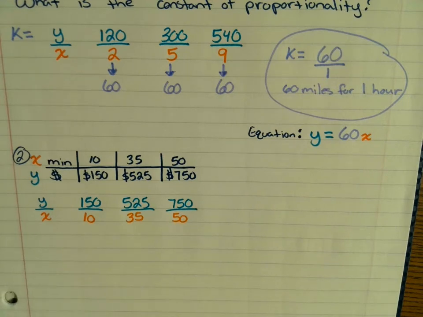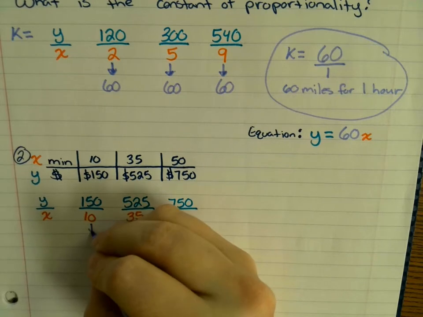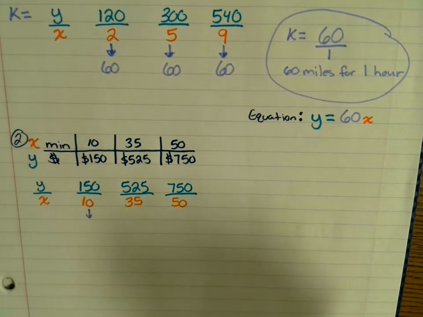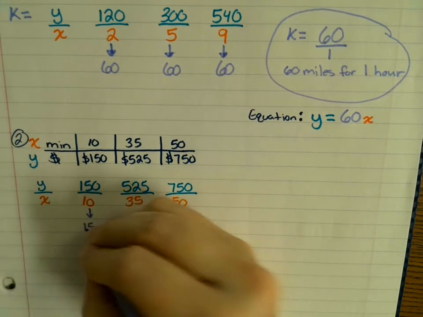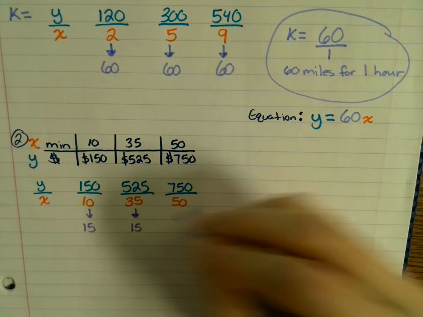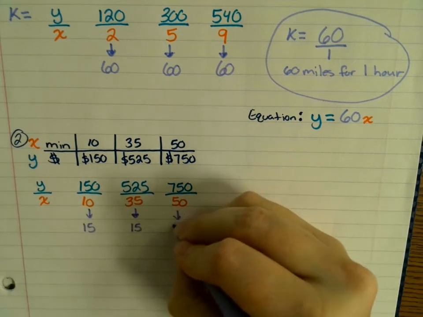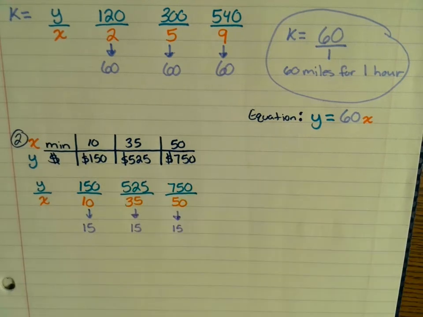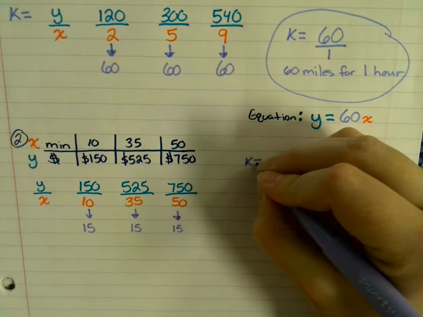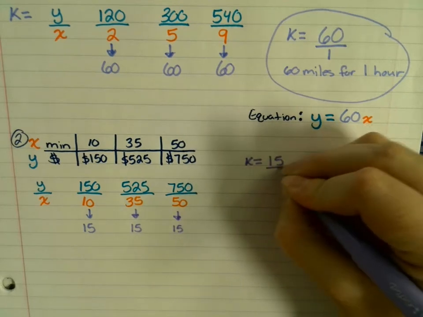Okay, all of these are going to come out to the same value. What's 150 over 10 going to equal? 15. They all are going to come out to 15. 525 over 35 comes out to 15. 750 over 50 also comes out to 15. They're all going to come out to the same exact value. So that's what our K value is. K is going to be equal to 15, or 15 over 1.